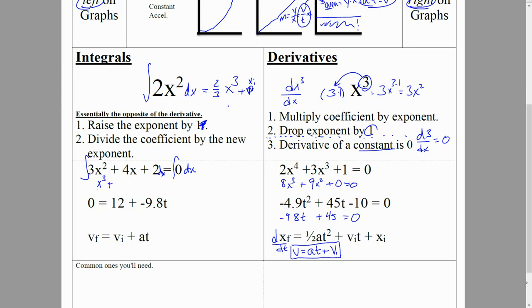I'm going to take and raise the power by 1. 1 plus 1 is 2. Divide by the 2, and that'll give me 2. And then I'm going to raise this one. Now remember, this is really 2x to the 0, because anything to the 0 is 1. So I'm going to raise that by 1, x to the 1, divide by the 1, and get the 2. Now, if this is an indefinite integral, because I didn't give a from and a to, then I'm also going to add a constant on the end, which in this case will be my initial position.